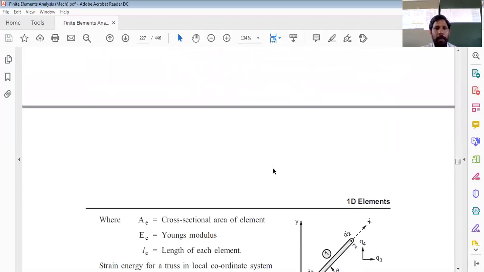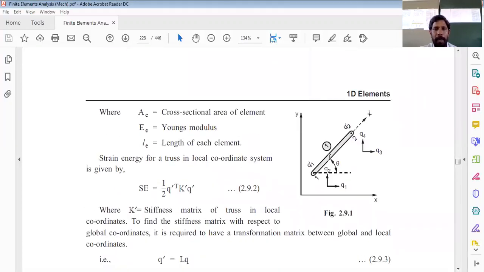So in global coordinate system, the truss is considered to be a two-dimensional element. So each node will have displacement along x and y direction. So totally there will be a 4 degrees of freedom system. So I have considered here a single truss element. So it is one element.